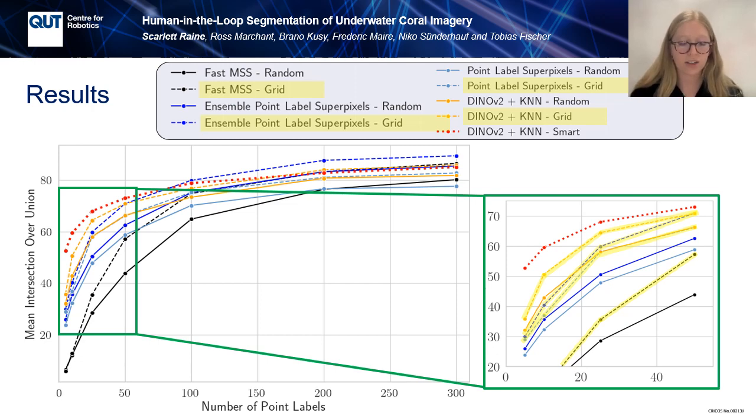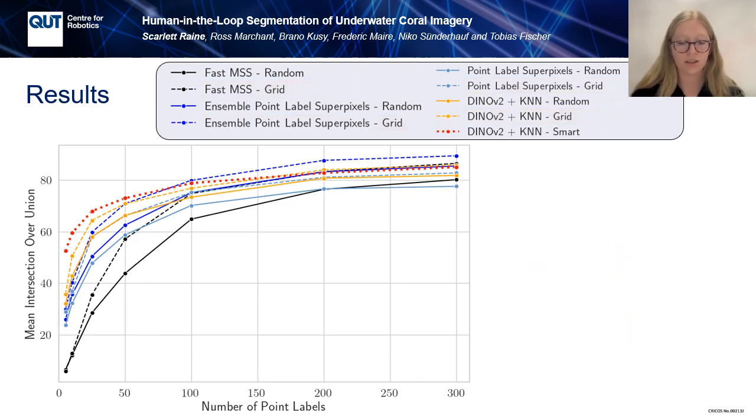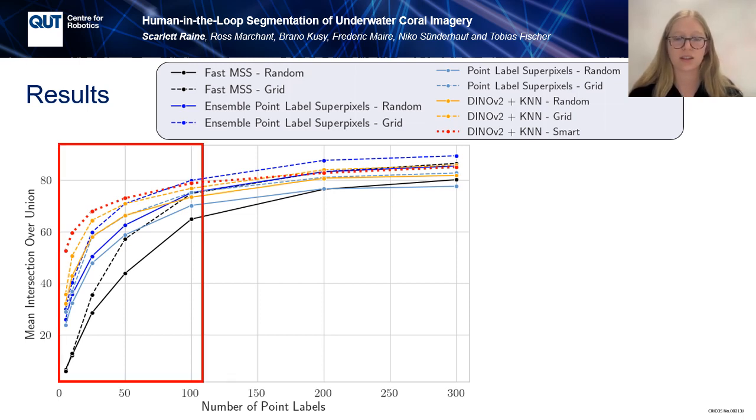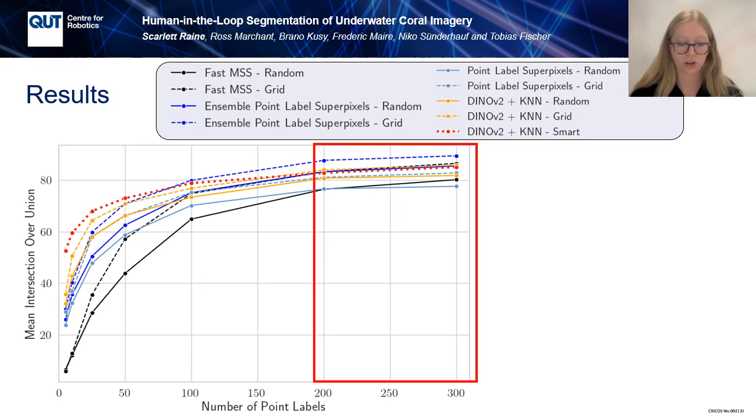We can also see the relative performance gains when increasing the number of point labels. The improvement in performance when point labels is increased from 5 to 100 points for all approaches is more significant, and the performance for all approaches saturates around the 200 to 300 point mark.